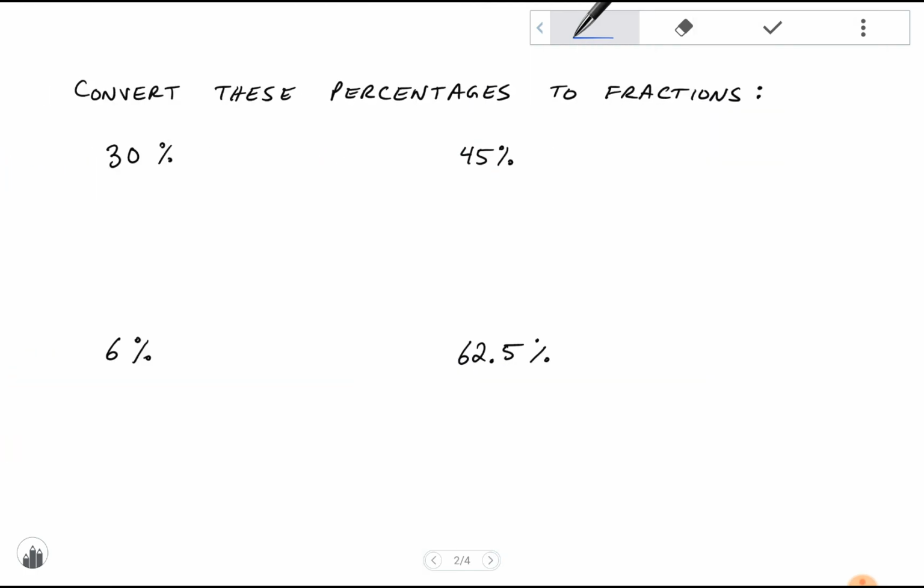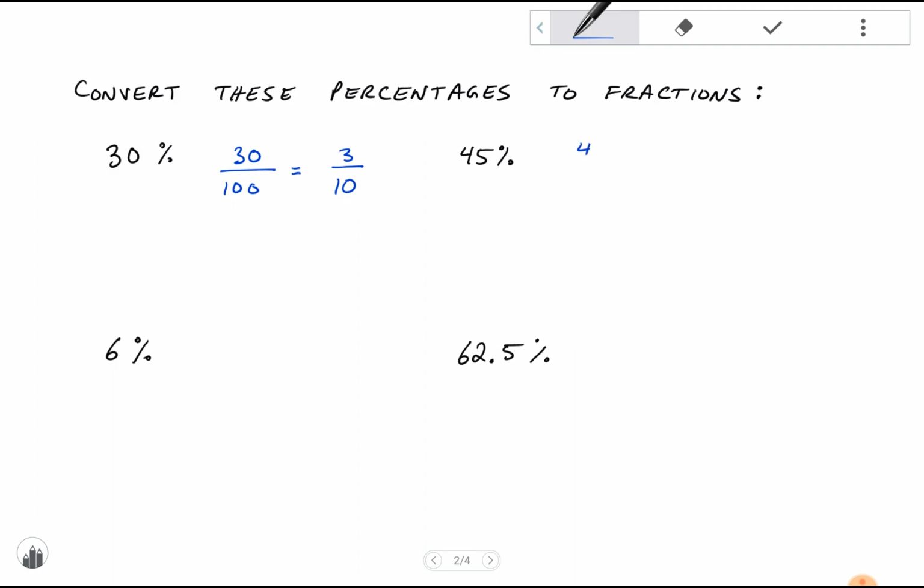Now let's convert these percentages to fractions. Okay, so as I said before, a percentage is just your score out of 100, your value out of 100. So 30%, that's your value out of 100. So you can write 30% as 30 over 100. And now you just need to simplify, because fractions need to always be simplified. So you could divide each of these by 10, and that would give you 3 out of 10. So 30% is the same as 3 out of 10.